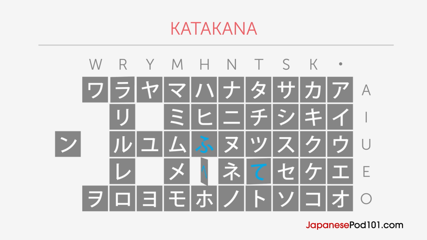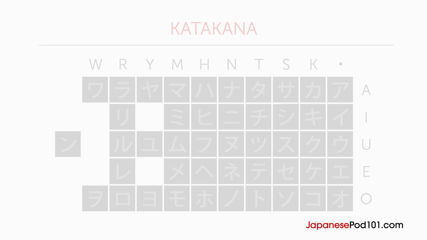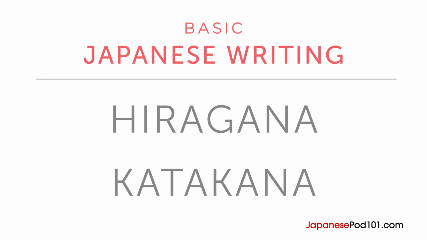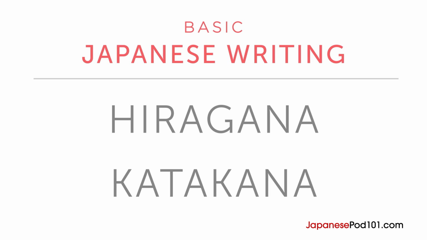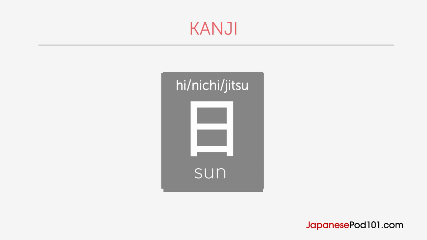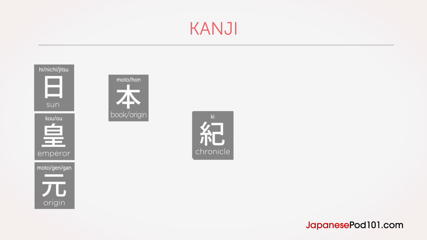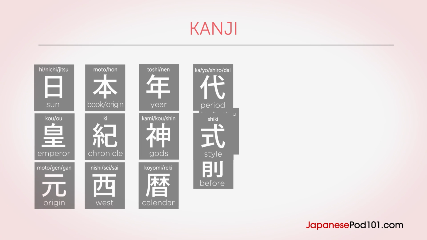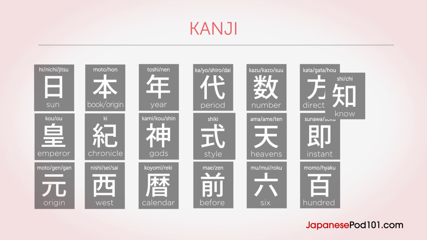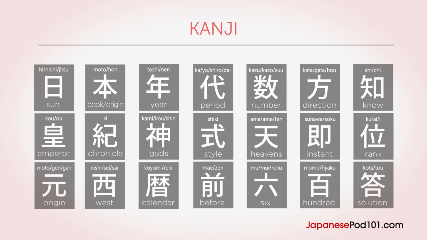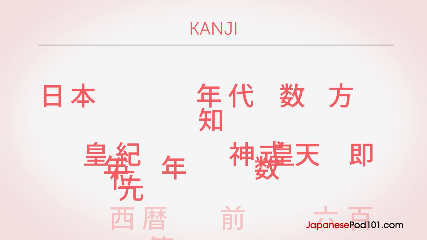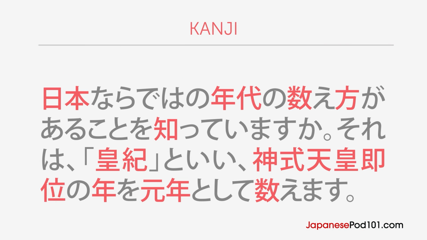However, it is written a bit differently and is used mostly for foreign words. These two make up the Japanese alphabet, and they will be the focus of this series. On the other hand, kanji characters represent a word or a concept, and unlike hiragana and katakana, there are thousands of them. Plus, there are also different readings for each of them. This makes kanji characters harder to master. However, it's important to learn them as well because they are essential in understanding Japanese.